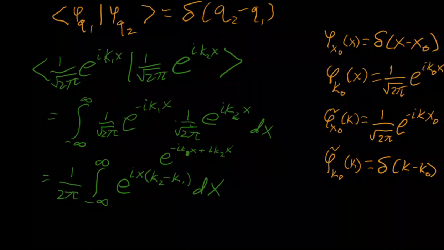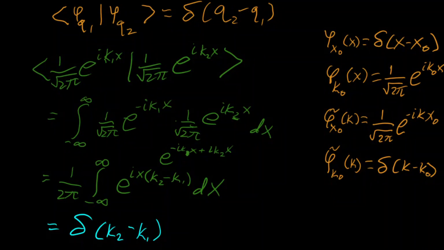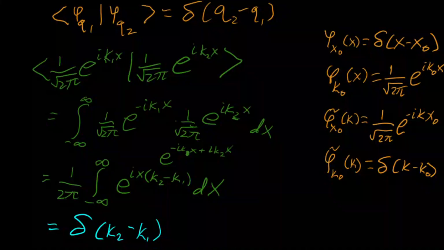And now this may not look super familiar to you, but this is actually one of the definitions. This can be used to define delta of k2 minus k1. This is one of the mathematical definitions of the Dirac delta function. I'm not going to go too far into why this is. I'll have a link in the description that will explain why this definition works.